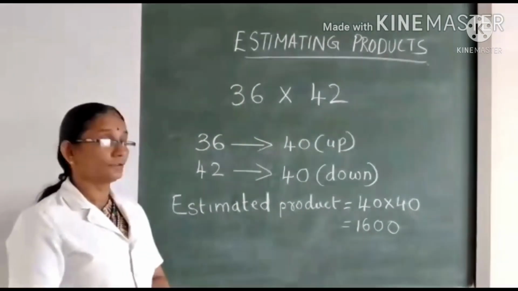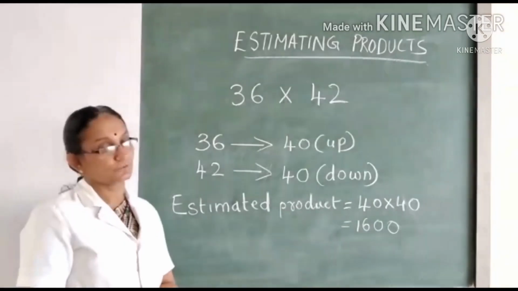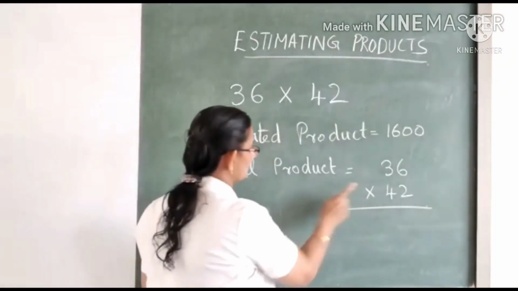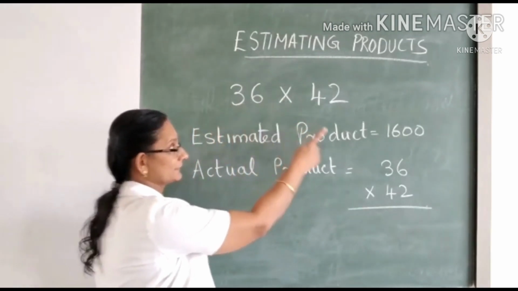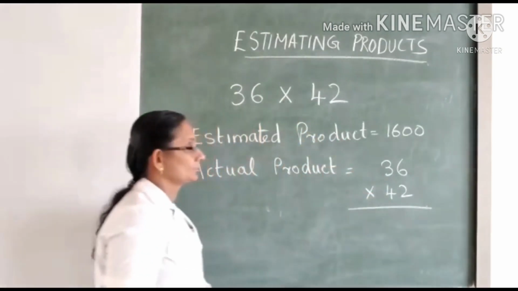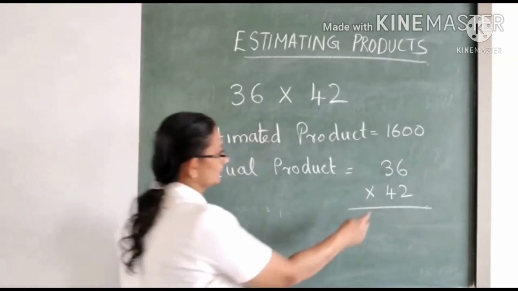Now, let us compare this to the actual product. Okay? So, let us find out what is the actual product. The actual product is the multiplication of the number 36 with 42. So, let us go for the multiplication.